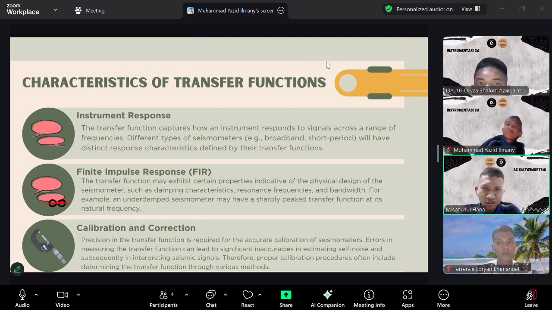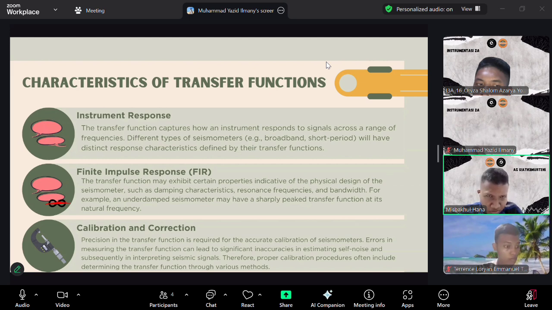Each instrument has a response characteristic. Each seismometer has a unique transfer function that reflects its physical design, including damping, resonance, and bandwidth. The transfer function captures how an instrument responds to signals across a range of frequencies. Different types of seismometer, like broadband or short period, will have distinct response characteristics defined by the transfer function. The transfer function may exhibit certain properties indicative of the physical design of the seismometer, such as damping, resonance, and bandwidth.